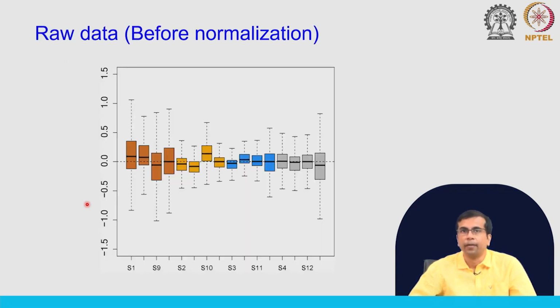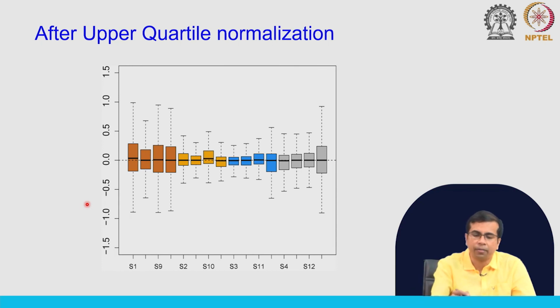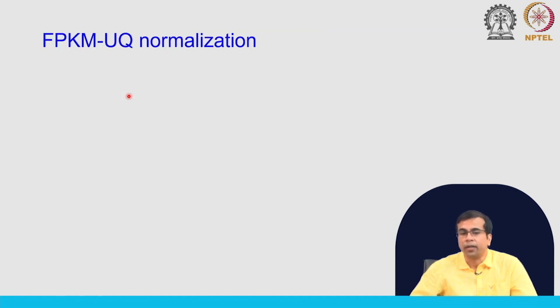Again I will show you the results from the same data. Here again is the raw count data before normalization, and this is after upper quartile normalization. You can see for some samples it looks pretty good, but for some samples, for example this one or this one, the median is not 0, and that is expected because here we set the 75th percentile to the same value and not the median. All right, so these are some of the methods that we can use.